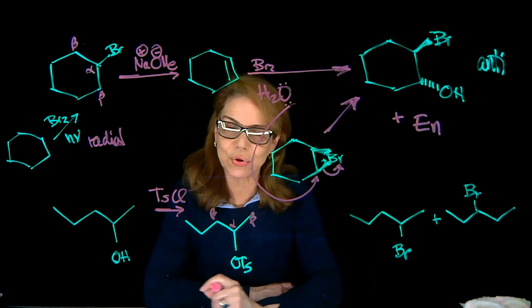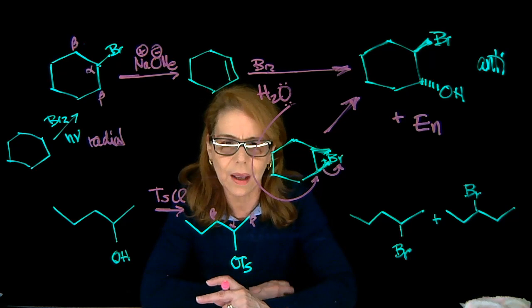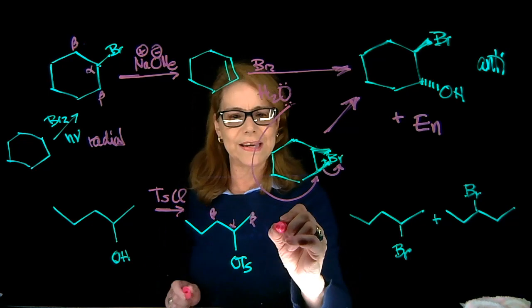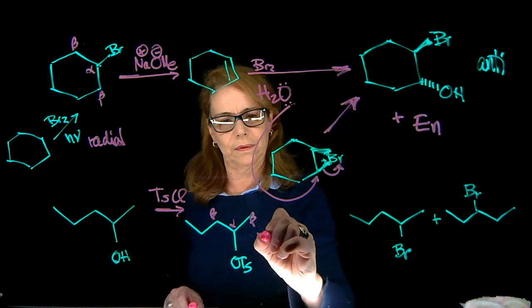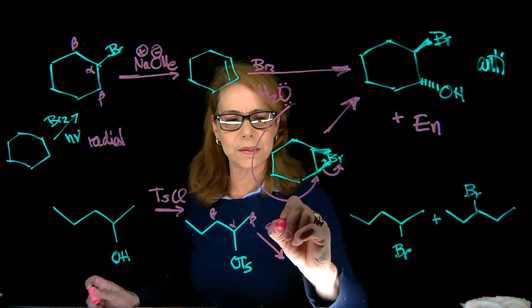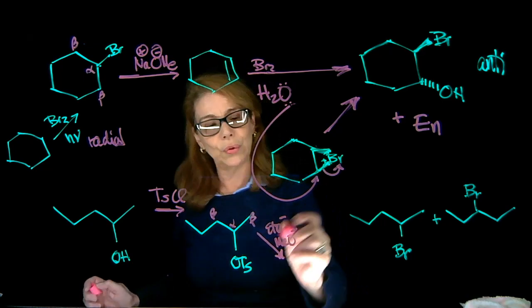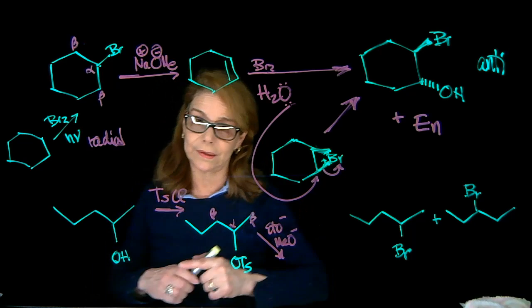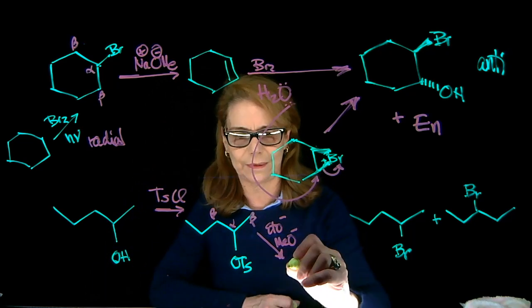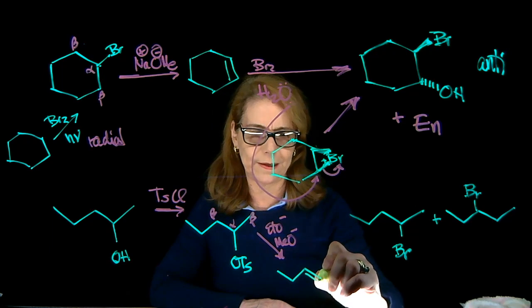So I need to choose a base such that I favor the Zaitsev product. And that is using a small base. So I'm going to go over here. What is a small base? You can use here ethoxide. You can use methoxide. If you use a bulky base, you're going to get a different product. So here you get the Zaitsev product, which is this.